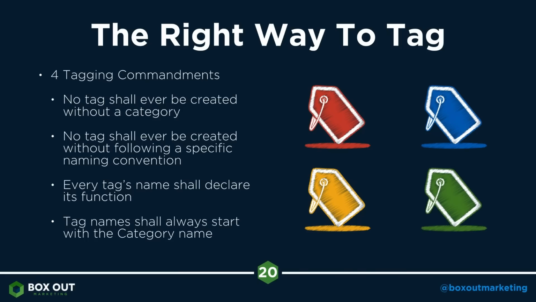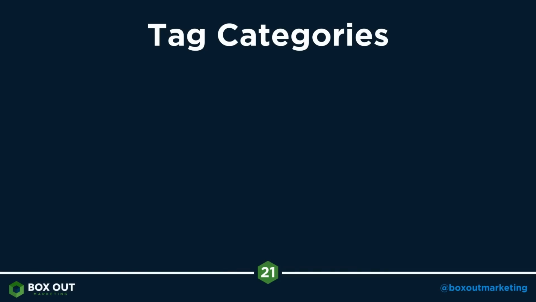And then the tag names, as I mentioned a second ago, shall always start with the category name. That's mainly for third-party stuff, as well as in Infusionsoft sometimes the category isn't there. All right, so those are the 4 tagging commandments. And then there's 6 main tag categories that you need. I'm not going to go through all of the training now because that would take the whole webinar, but I'm going to give you access to this whole system so that you can go and implement it on your own.